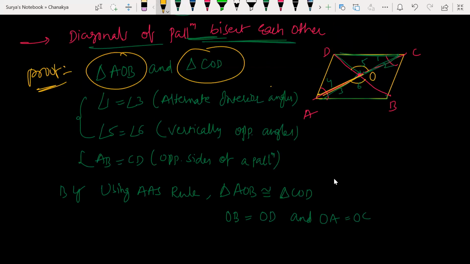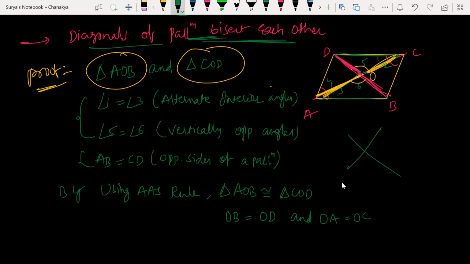Yes, sir. This will be equal to OC and this will be equal to this. Yes or no, from those two triangles? Yes, sir. Now, what is happening here? It is bisecting, which means dividing into equal parts.